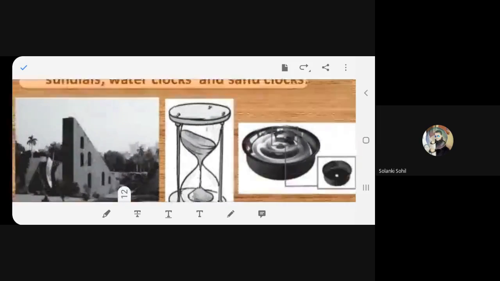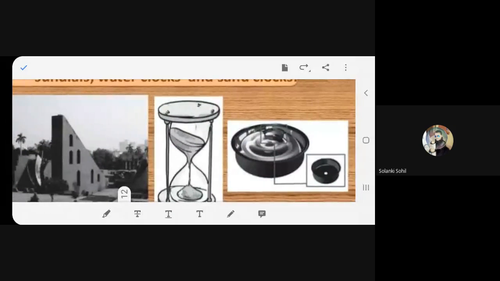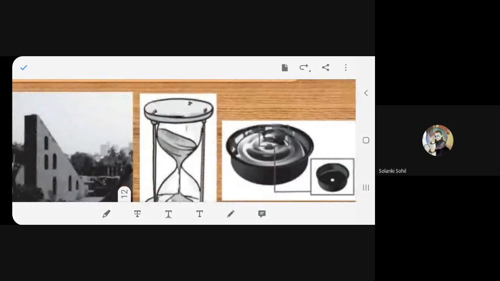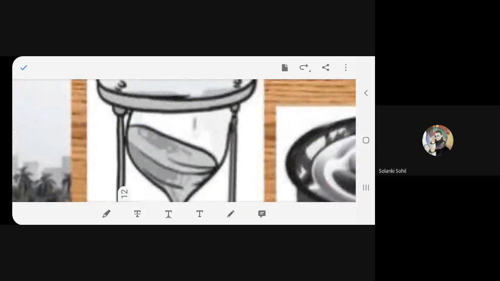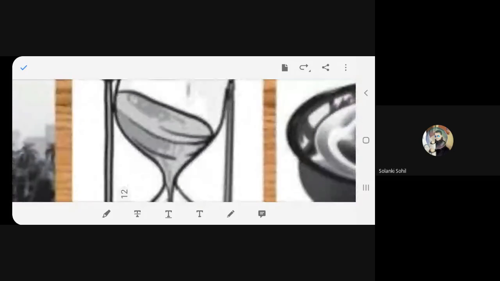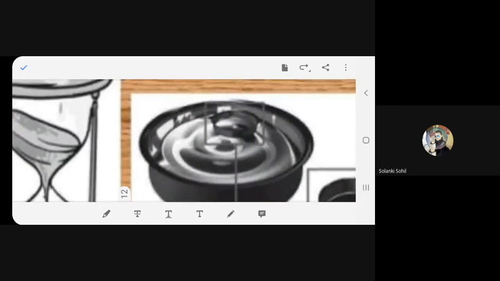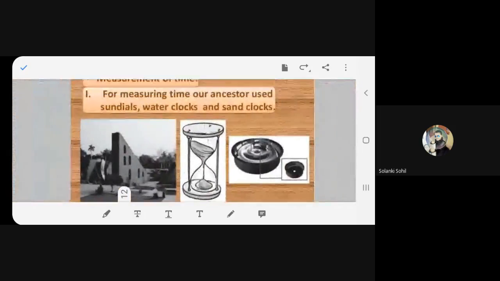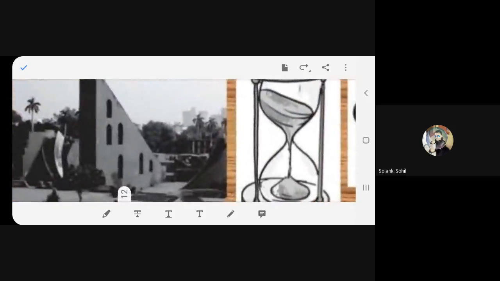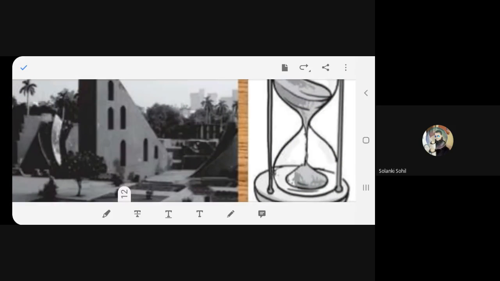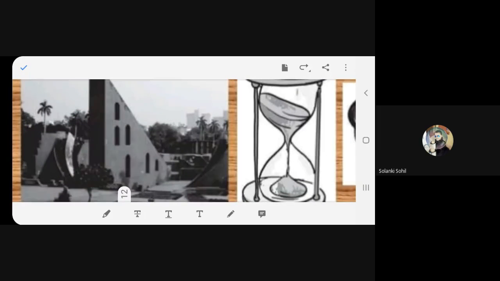you can see over here. This is a water clock. This one is a sand clock. You see in the center? This is a sand clock. This is a water clock. And these are sundials. Can you see this? These are sundials. Okay? According to a shadow, they will find the time.